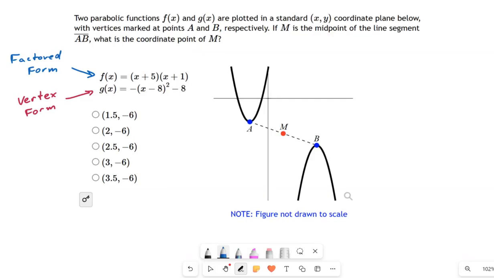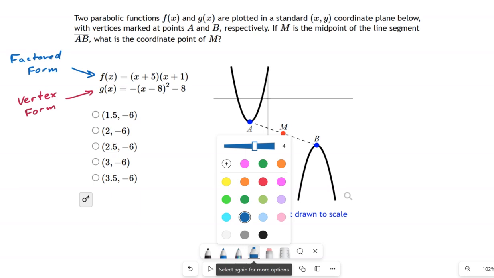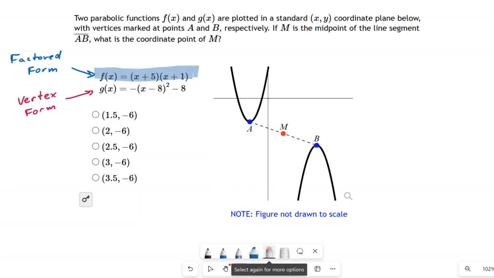The problem looks busy, right? There's a lot of stuff going on. But if you take a closer look, you'll see the two equations we're given. One's in factored form, one's in vertex form, right? I've highlighted those over here. Here's your factored form equation, and right below it is the vertex form.